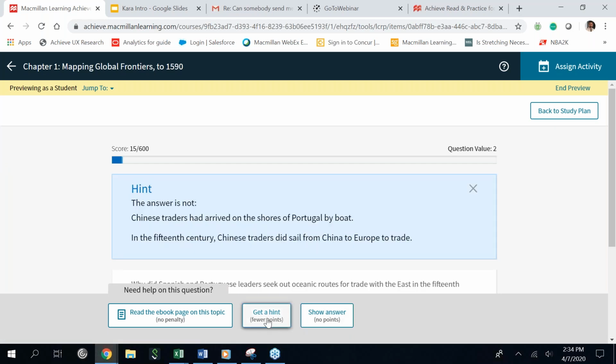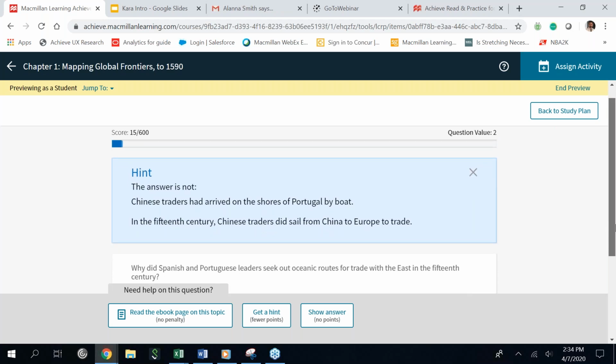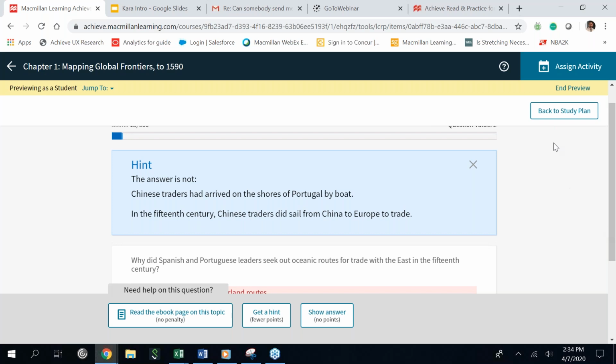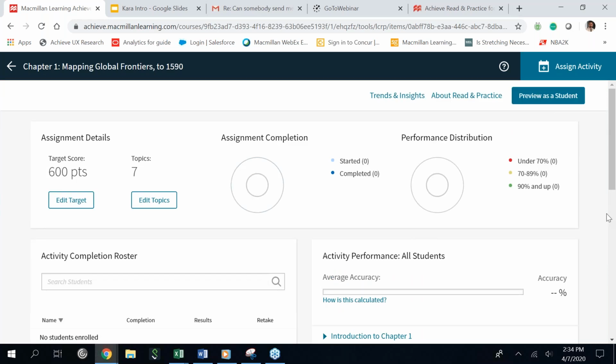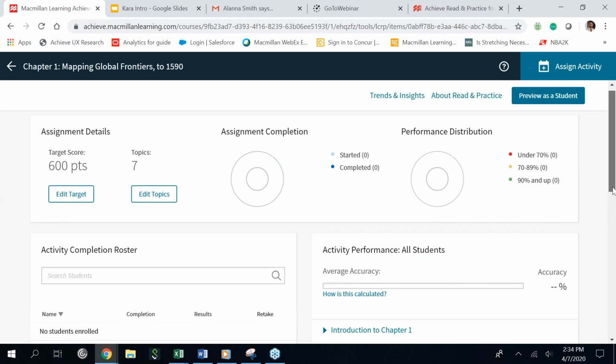I can also take a hint. That's not discouraged, but I will lose some question value that I can earn by taking that hint. Okay, back to the study. As you can see, we get a study plan when we're done, but that's not what I actually wanted to show you. I want to show you some of the metrics and how this works.